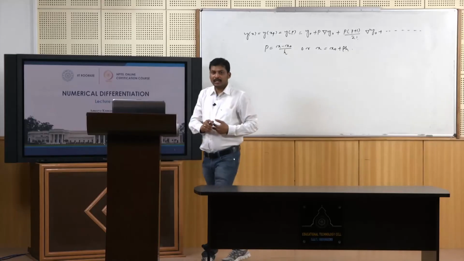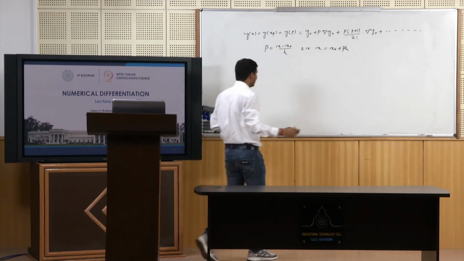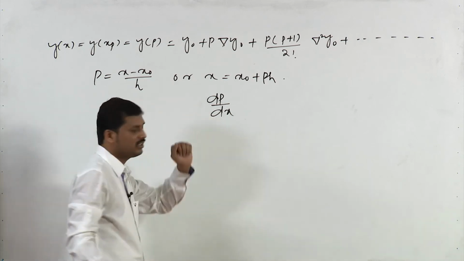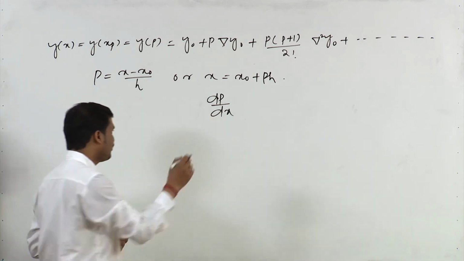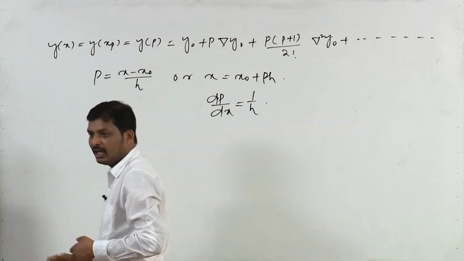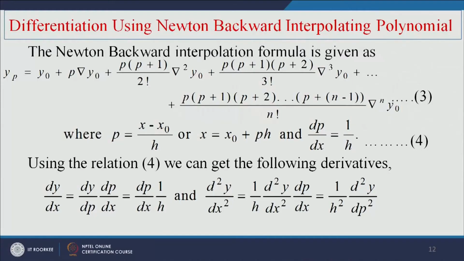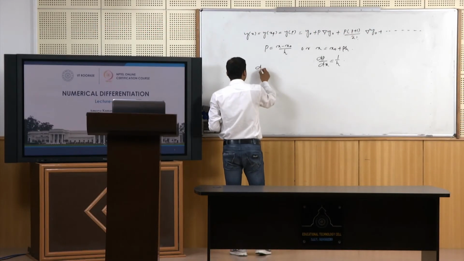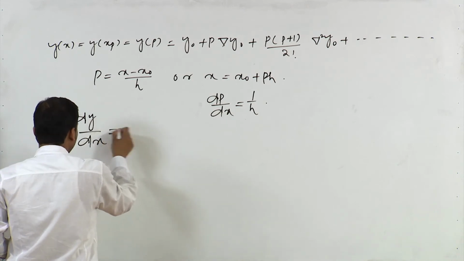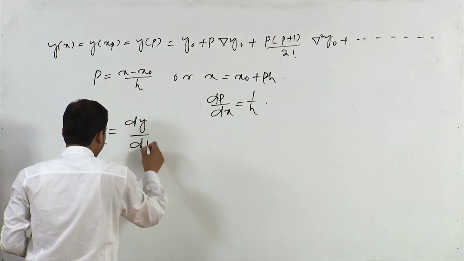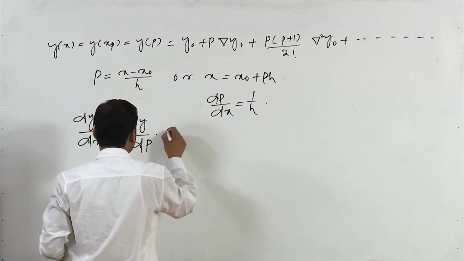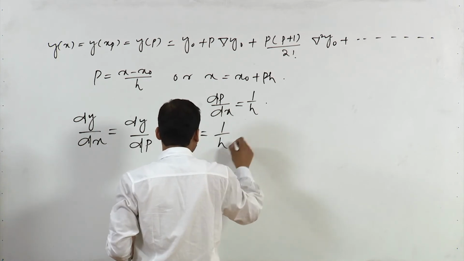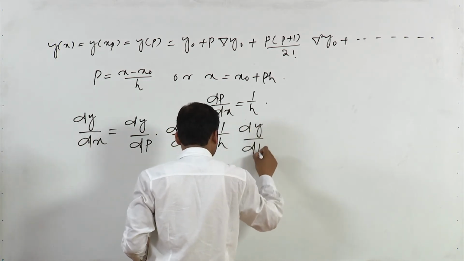or x can be written in the form of x equals x0 plus ph here. And if you define dp by dx here, and differentiate both sides, this can be represented as 1 by h. And if we go for differentiation of this function y of x, then we can write dy by dx as dy by dp, since y is a function of p, into dp by dx, and it can be written as 1 by h dy by dp here.